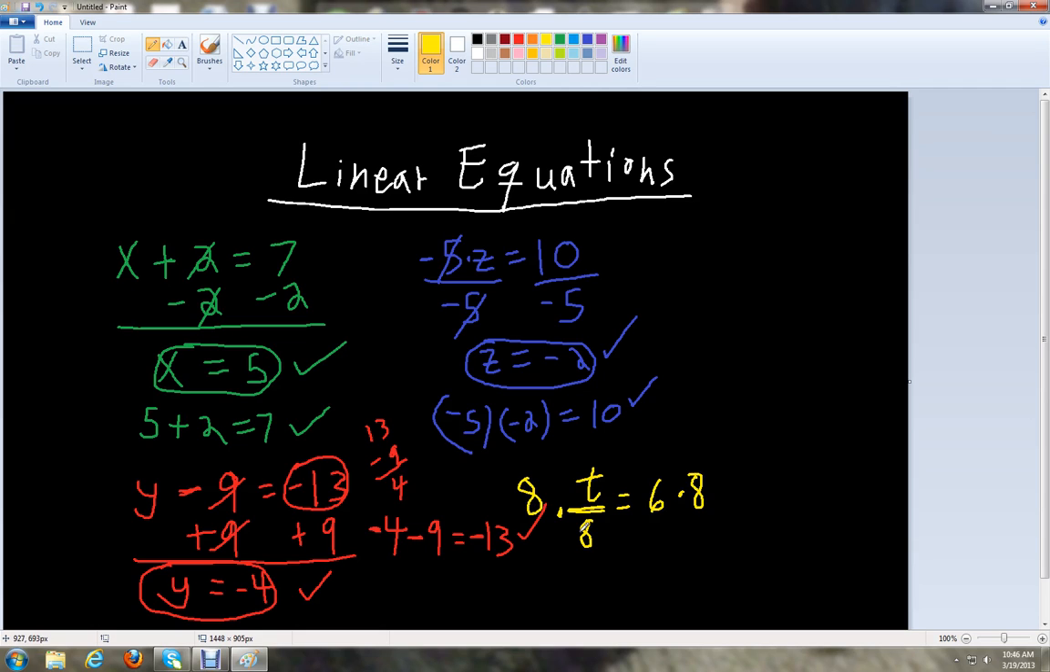And these 8's will cancel, because 8 divided by 8 is 1. And then we're just left with t here. So t equals 6 times 8. In times tables, that's 48, and that would be our answer. So t equals 48. And then you can plug that in to check. You do 48 divided by 8, and you should get 6.